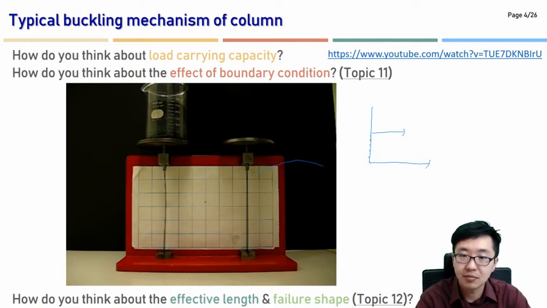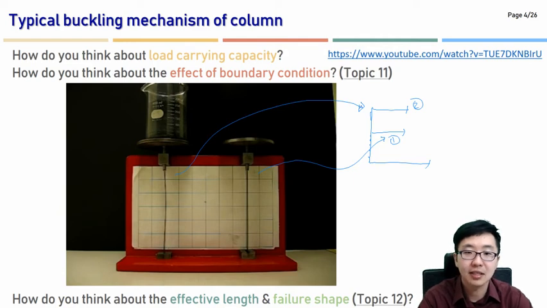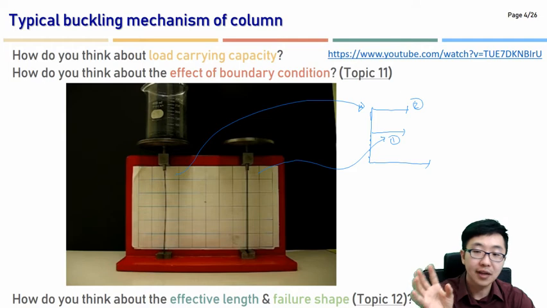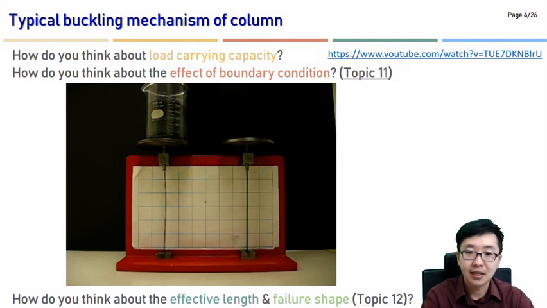Like this is number 1, then this is number 2. It's like that. Now you can understand what I'm talking about, right? So please have a look at this video by clicking this link. We discussed many times the load carrying capacity, as well as the importance of the boundary conditions and the failure shape, what I mean is the buckling shape and effective length K. So that's almost everything. And a few more details will be introduced in topic 12 now.